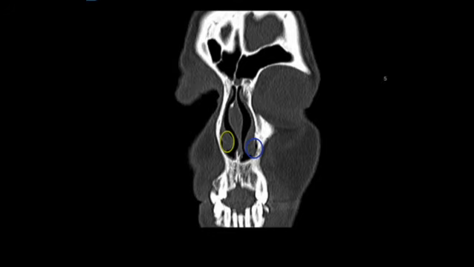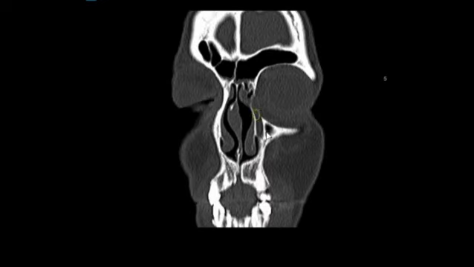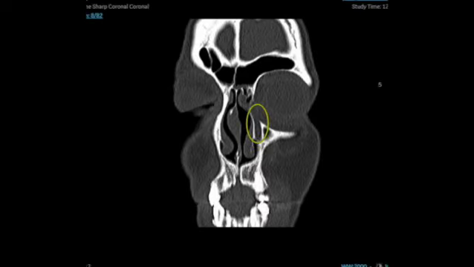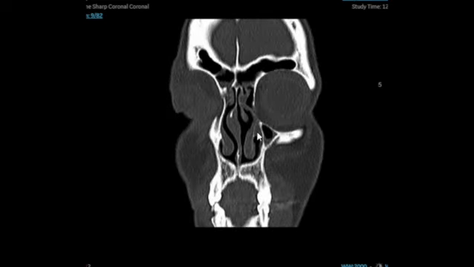As we are moving further, from anterior to posterior, that is from front to back, the next thing that you can see is this. This is the nasolacrimal duct. Can you see how this traverses and opens in the inferior meatus just underneath the inferior turbinate?